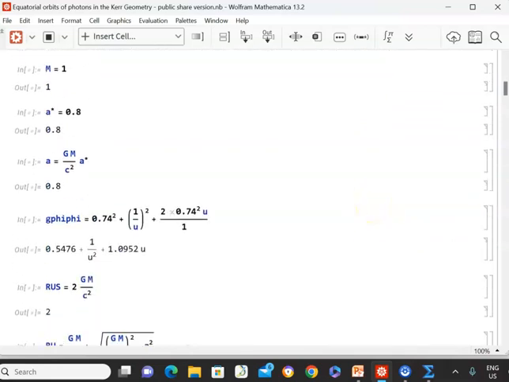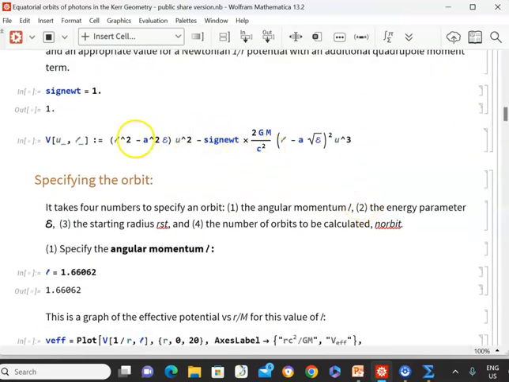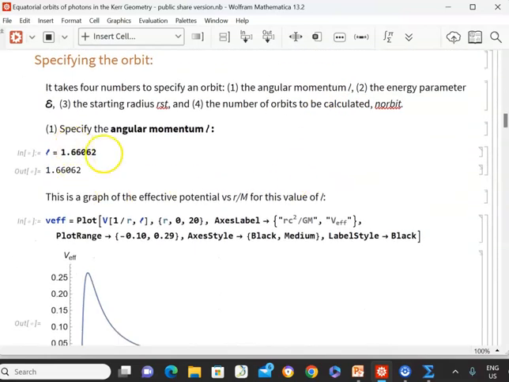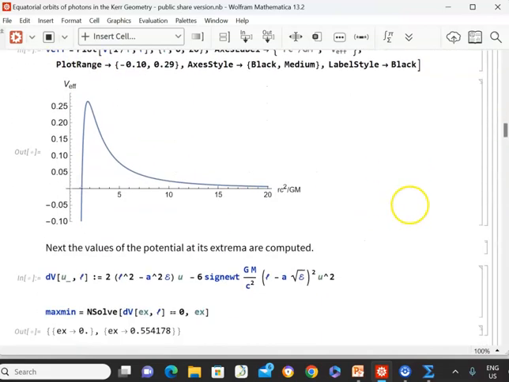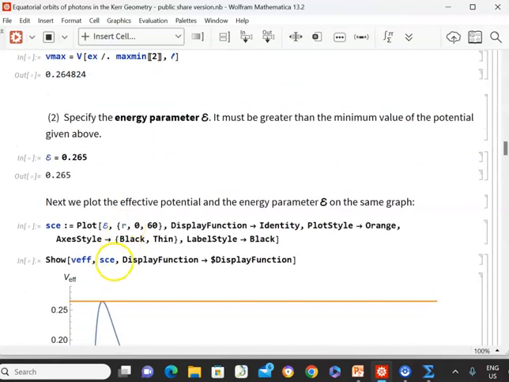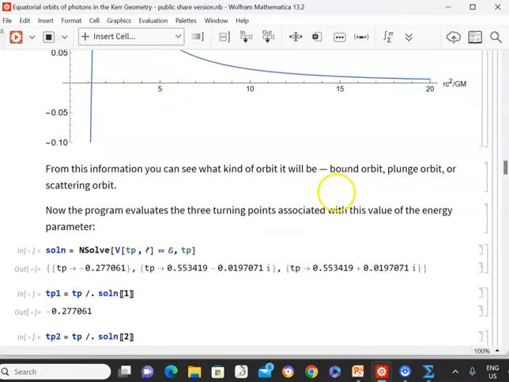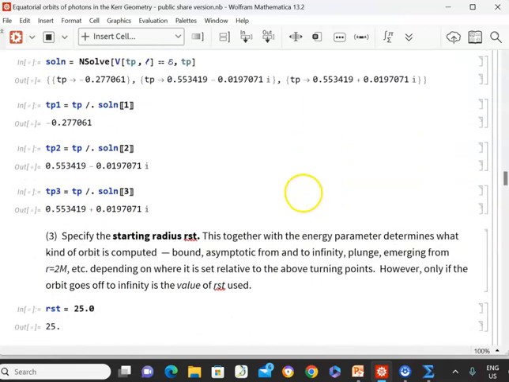Play around with this, you can read the instructions and so on. I'm just going to give you a brief look. So we come down here, and we're going to put our V effective in here in terms of u, the one that you saw earlier. Set the angular momentum, you can try different values, play around with it, get all sorts of shapes. It plots the effective potential. Then you can set the energy parameter here, and I've set it just slightly above the maximum of the V effective. Maximum V effective is 0.264. I've set the energy here at 0.265, just above, because I wanted to show you a plunge orbit. I love looking at those plunge orbits. It's all good fun playing around with it.